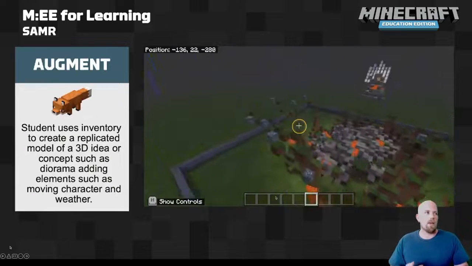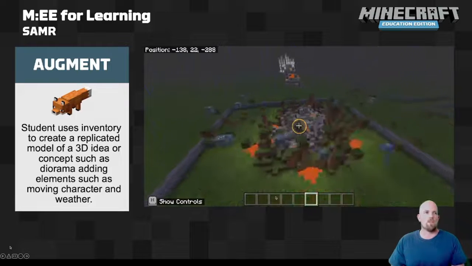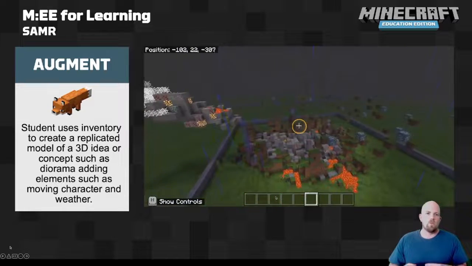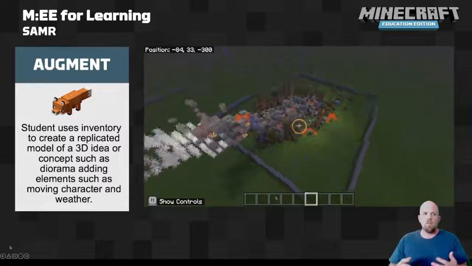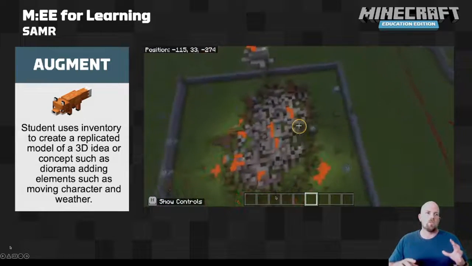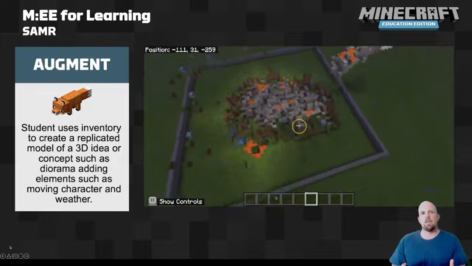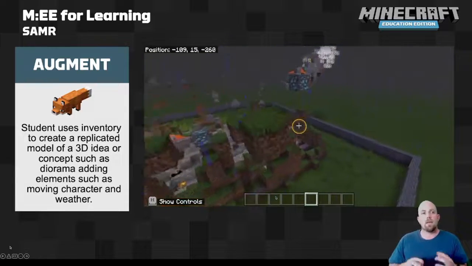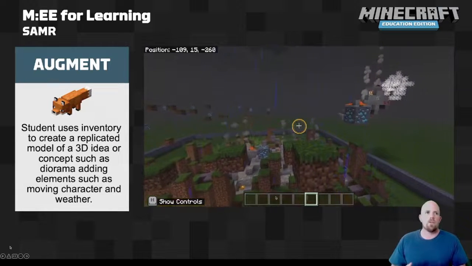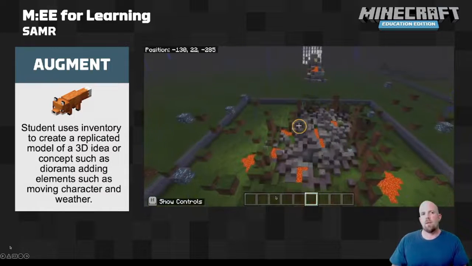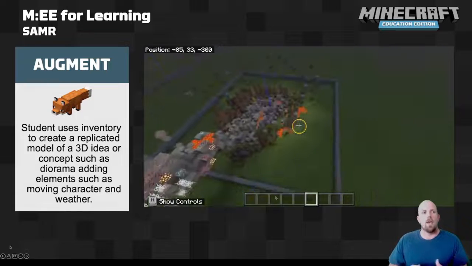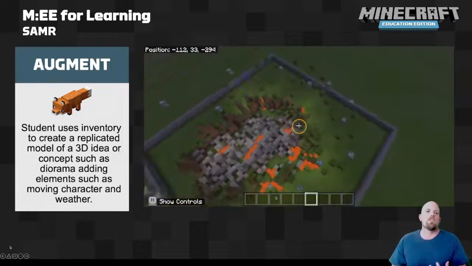The second one is based around the augment or augmentation phase. In this one, we're looking at how students have used the inventory to create or replicate a 3D model or idea. In this particular context, students had to design a natural disaster, and initially in class they had built dioramas. Some students really struggled with that because they had some really great ideas. The idea we're seeing on the screen is an asteroid hitting the ground. In this phase, they could really bring their creativity to life.